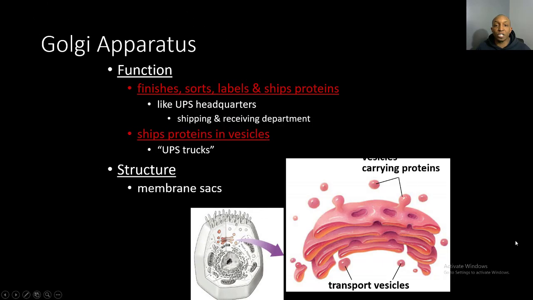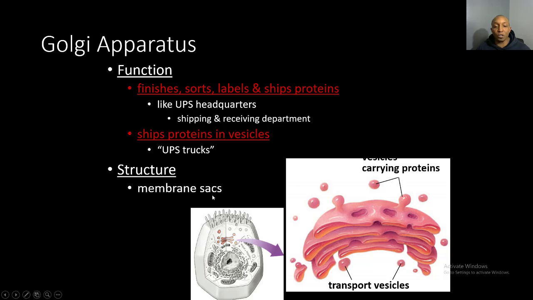And here we have the Golgi apparatus. And its function is to finish, sort, label, and ship proteins. It's like the UPS headquarters. It ships and receives proteins. And it ships those proteins in vesicles. And those vesicles are kind of like the UPS trucks that come out and deliver packages to someone's house. And these vesicles deliver proteins to all around the cell wherever the proteins are needed.